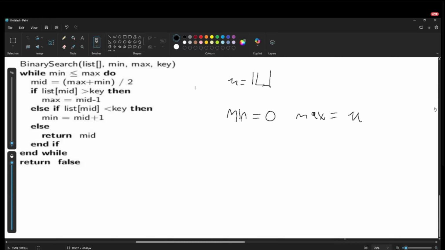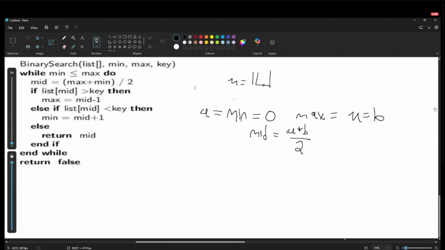The while loop condition is while min is less than or equal to max, and it basically takes a midpoint. The midpoint is always calculated to be the average of the min and max. I'll just call them A and B, because it might be easier. So the midpoint is always (A plus B) over 2, right? Then it shifts the left and right to equal the middle whenever it doesn't line up with the key.